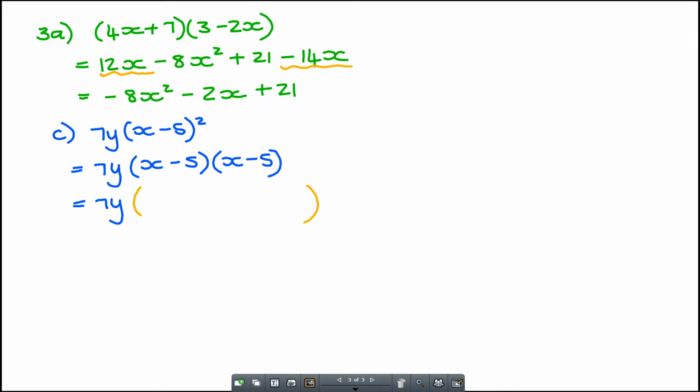Okay, so I'm going to get x squared minus 5x minus 5x plus 25. Okay, so you could actually have skipped to this step, minus 10x plus 25. Yeah?